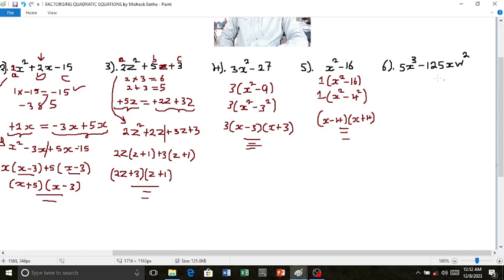Now let us look at this one here. Again, here we can see what is common. We see that 5 and also x, they are common, they can be factored out. So that we have 5x into 5x cubed, we have x squared there, minus 5x into 125x w squared. We see that we are just going to remain with 25w squared.